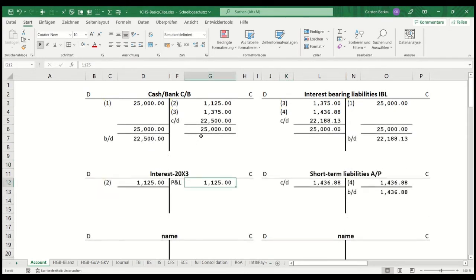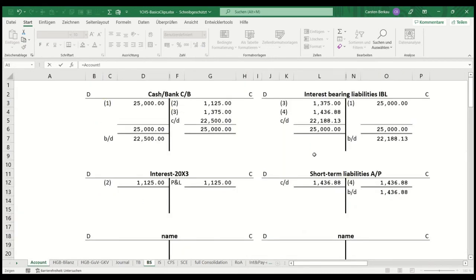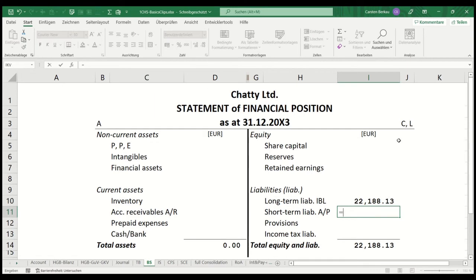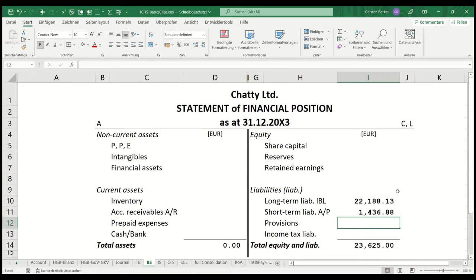After I balanced off the cash bank, interest-bearing liabilities and short-term liabilities accounts, and I closed off interest to the profit and loss account, I transfer the amounts to the balance sheet. On the balance sheet, I will show as the long-term liabilities the amount as it is disclosed in the interest-bearing liabilities account, and the short-term liabilities will be the liabilities which result from the payoff in the next accounting period.